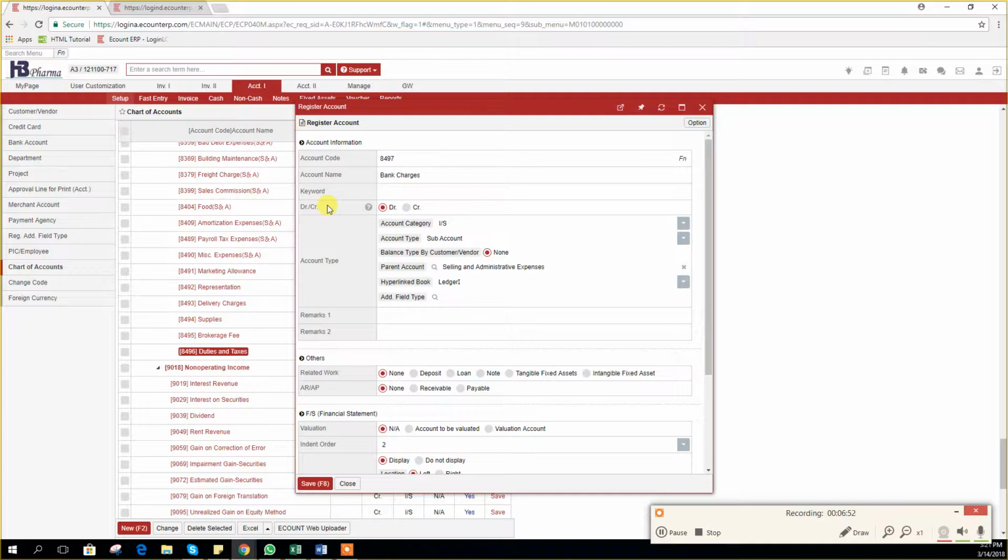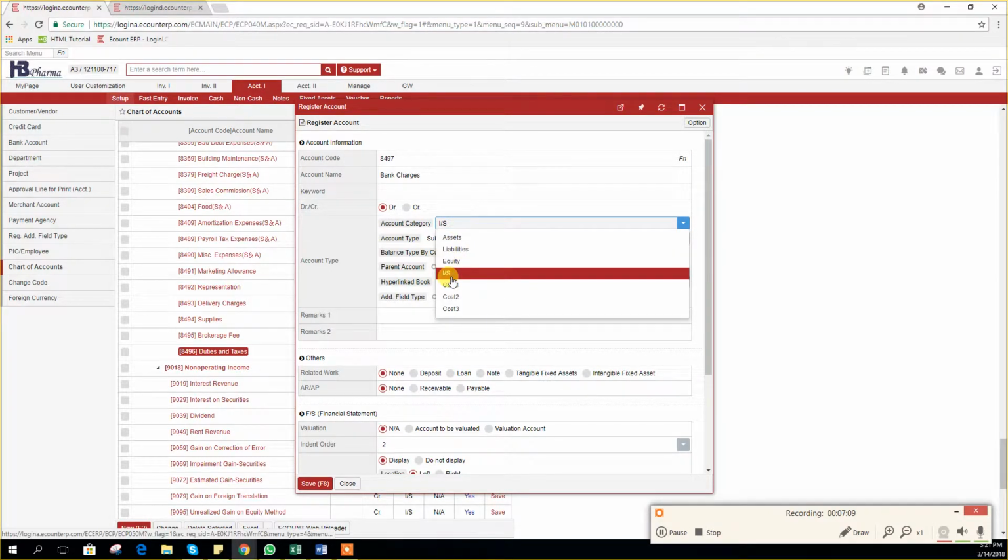It must be debit balance, right? So this is where you have this debit and credit here. This is referring to whether it is a debit balance account or credit balance account. What is the account category? Is it income statement? Of course, right? Because bank charges is expense, it must belong to income statement.